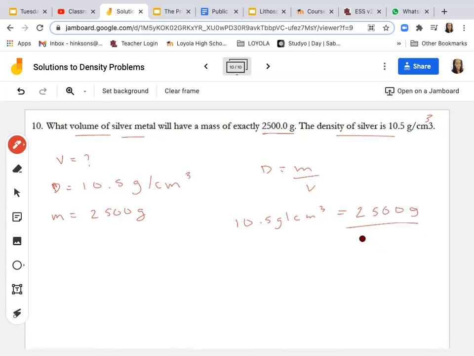Okay. And cross multiply or you can switch this around. So you have 10.5 times V. Is it like that? What's the formula in the end? V equals 2,500 grams over 10.5. Sorry, I looked at the wrong one. No, wait. Yes, that's V equals 2,500 grams over 10.5 grams per centimeter cubed.